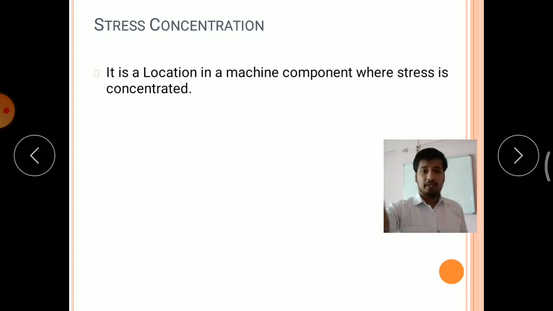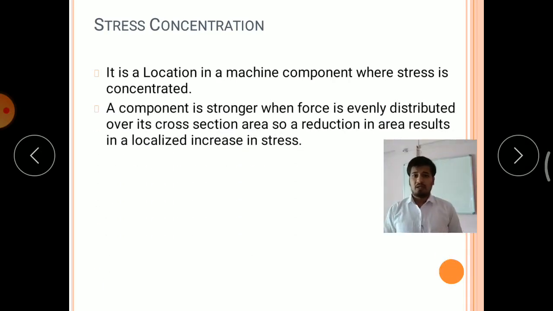concentration. And this is an important point: a component is stronger when force is evenly distributed over its cross-section area. So a reduction in area results in a localized increase in stresses.